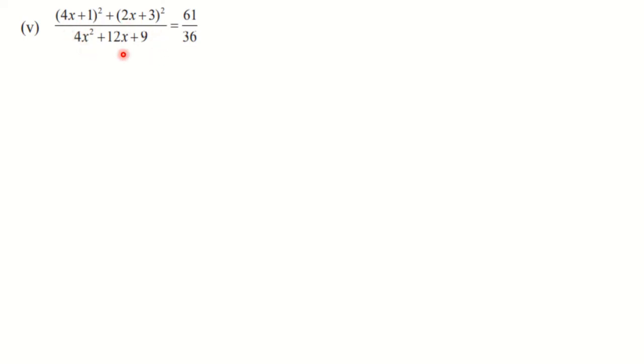Similar type of expansion you can see here: 2 into 2x is 4x and 4 into 3 is 12x. So this is of type a square plus 2ab plus b square, where value of a is 2x and value of b is 3. So these three terms we can write as the complete square of 2x plus 3. Okay, so this I am replacing.